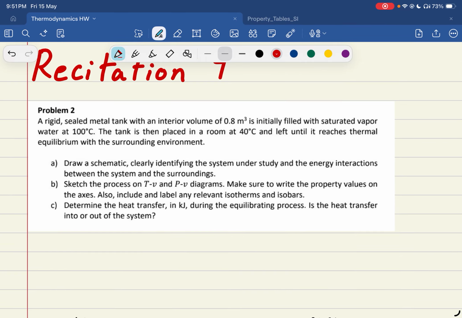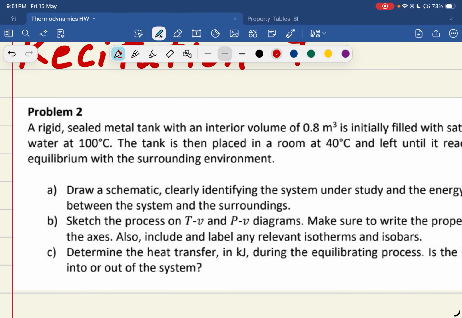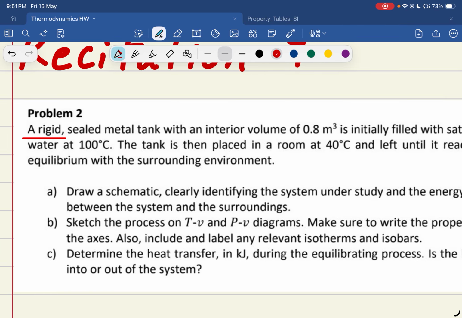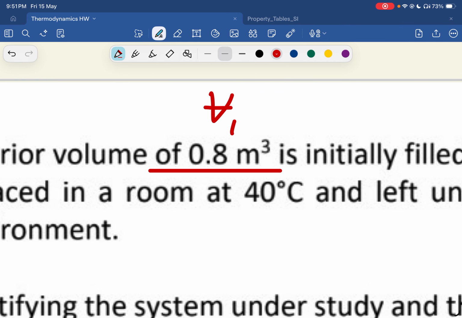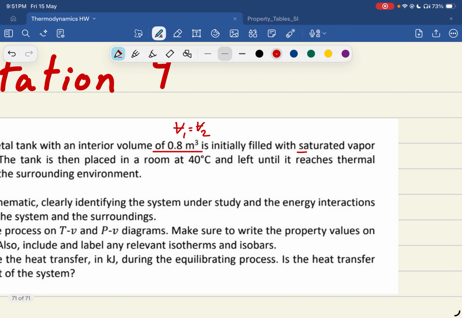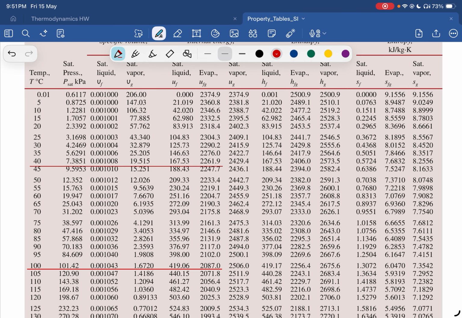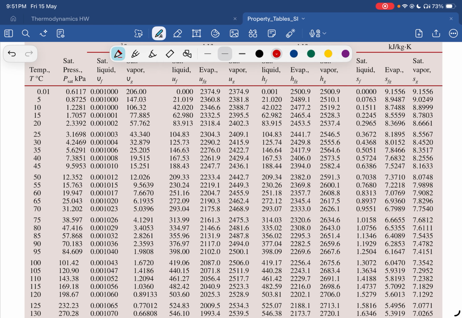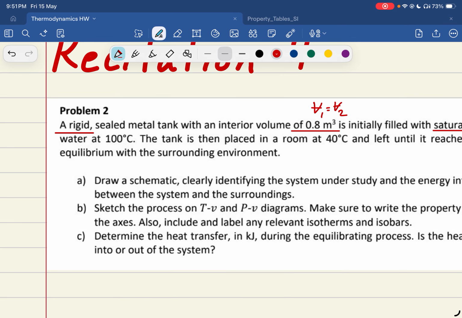So for question 2, we're given a rigid sealed metal tank with an interior volume of 0.8. So this is V. Because it's rigid, the volume is equal, so V1 equals V2. It starts as a saturated vapor, so we look at the tables at 100, and the tank is then placed in a room at 40 and left until it reaches equilibrium. So T2 is 40.